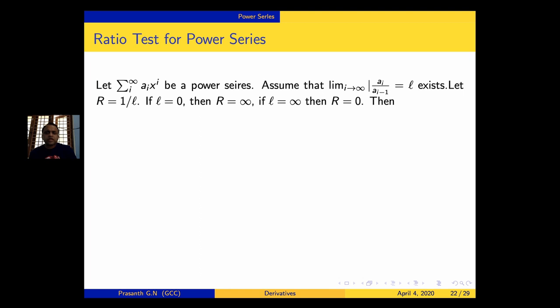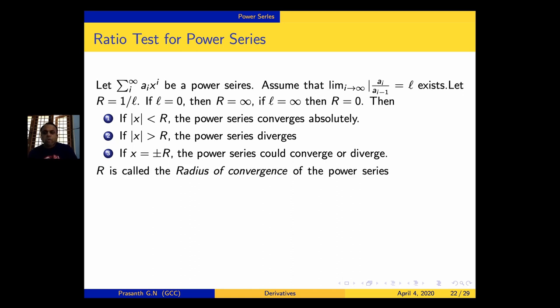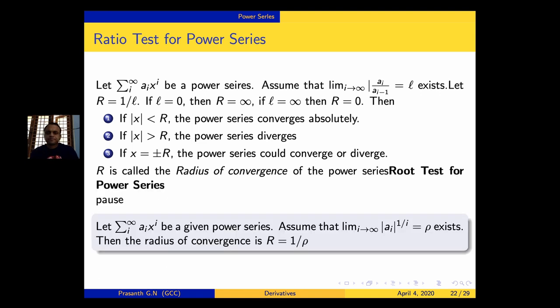Now it is quite clear that if L is equal to 0, then R equals infinity. If L equals infinity, then R equals 0. Then if mod x is less than R, then the power series converges absolutely. So if mod x is less than R, we can easily say that sigma i equal to 1 to infinity a_i x raised to i is convergent. If mod x is greater than R, the power series will diverge. If x is equal to plus or minus R, the power series may converge or diverge. We call this R the radius of convergence of the power series.